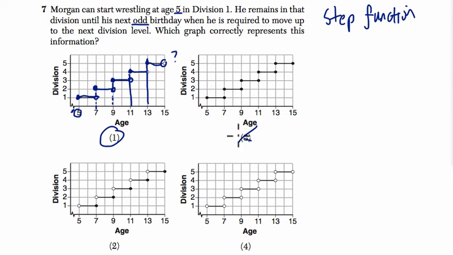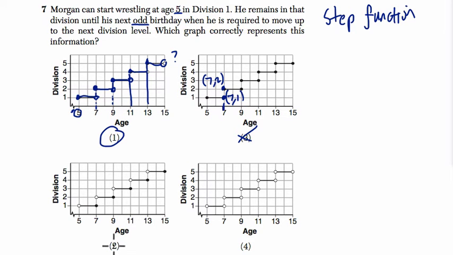So choice 3 is not a function, but also it's confusing because this would mean at age 7, he's in both division 1 and division 2 at the same time. Maybe he wants to wrestle in both divisions, maybe this could happen, but that's not what really is happening here in the situation. And again, it's not a function because you can't have the points (7, 1) and (7, 2) and represent a function. That means this input 7 has two different outputs, 1 and 2.